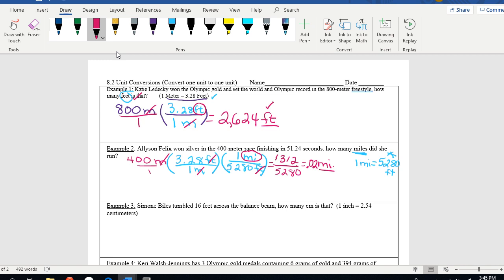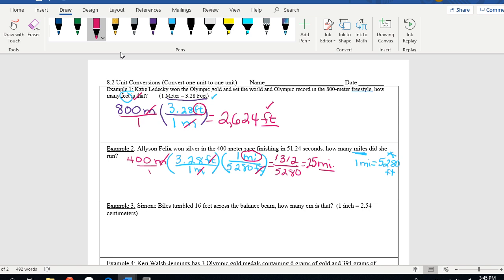1312 divided by 5,280 equals, let's make that a quarter of a mile. I'm going, there's no way it's that little. So 0.25. Let's correct it. 0.25. There we go. That's a quarter of a mile.